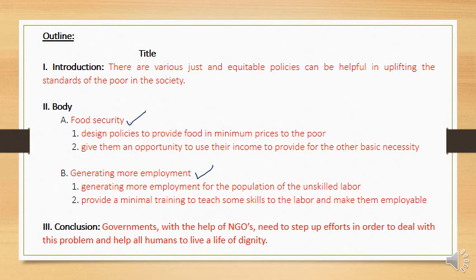In the conclusion, we just write the concluding sentence. Governments, with the help of NGOs, need to step up efforts in order to deal with this problem and help all humans to live a life of dignity. So you just write the concluding sentence in the conclusion. This is the way we write an outline. That was very easy because you have the essay in front of your eyes, so you are just copying everything. All you're doing is writing the information as phrases, not as complete sentences.